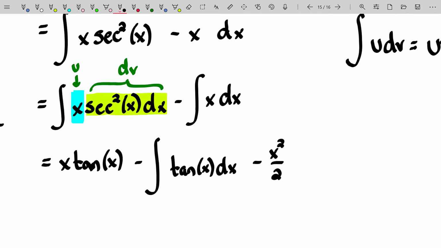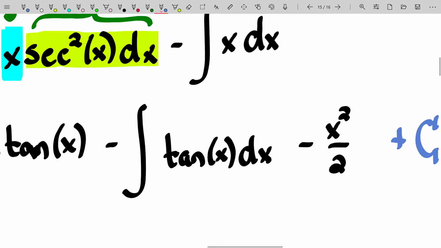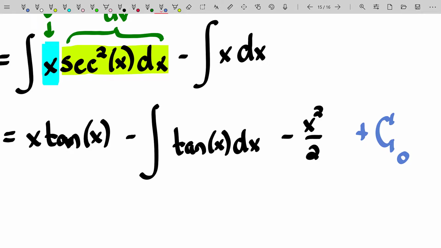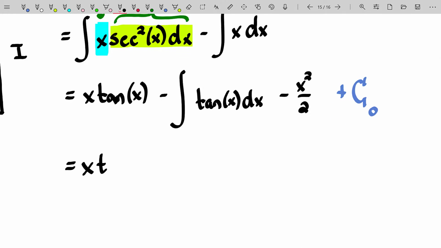Technically, when you run an indefinite integral, there is a constant of integration that pops out here. I'll call it c sub 0. I'm doing that because in reality, the second integral, this guy right here, is going to pop out yet another constant and we'll glue those together. But I'll show you that in action.